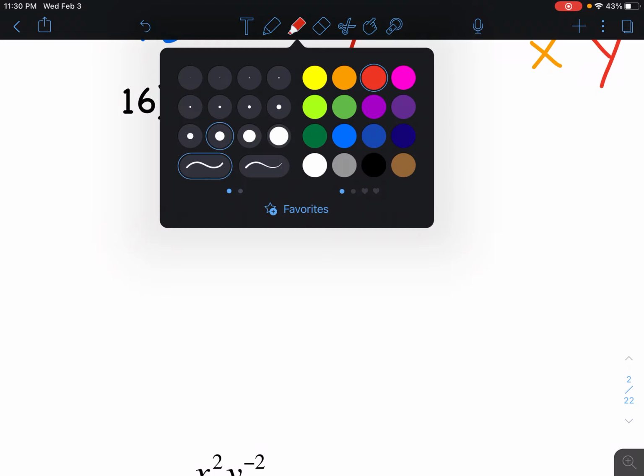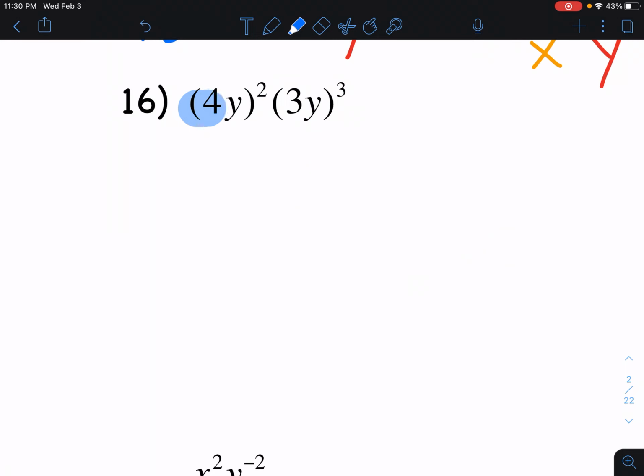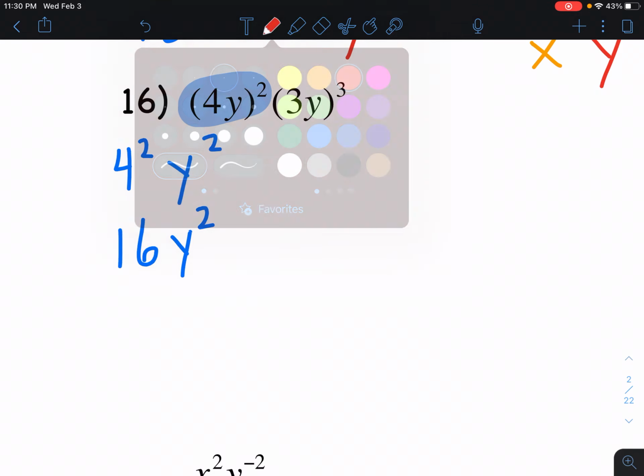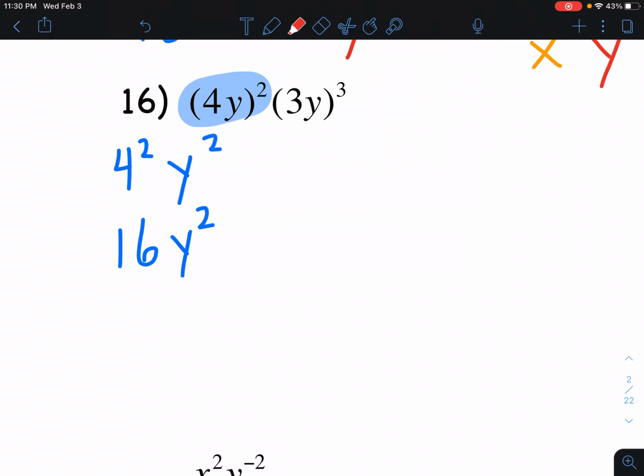So let me color code this for you. So this guy will be 4 to the second y to the second, which will be 16y to the second. And then the second one, each of those numbers gets applied to the third power. So we'll write times 3 to the third y to the third. So that'll be times 27 y to the third.